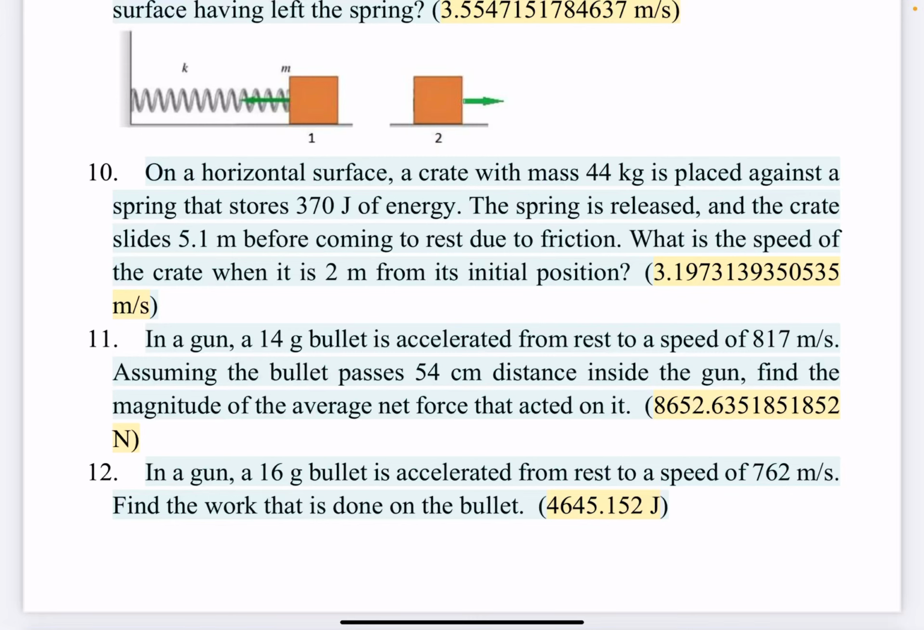Okay, here we have problem number 10. We have a crate with mass placed against a spring that stores 370 joules of energy. The spring is released and the crate slides 5.1 meters before coming to rest due to friction. What is the speed of the crate when it's 2 meters from its initial position?